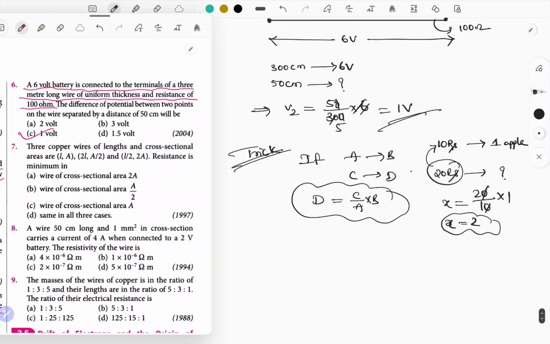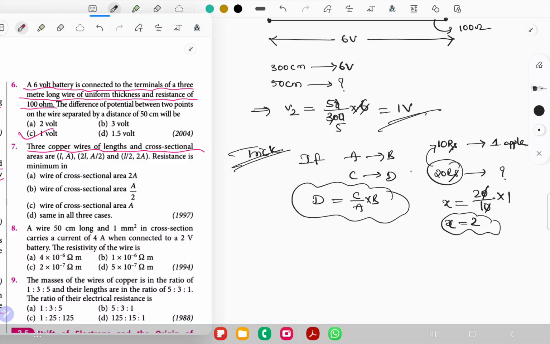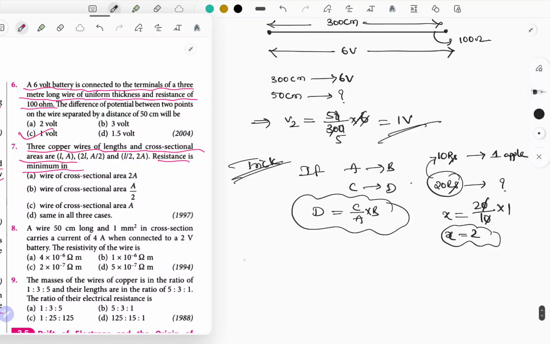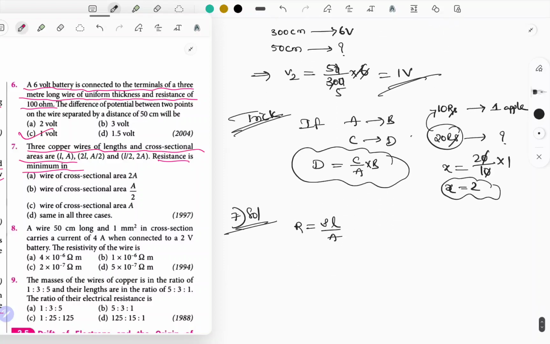So 3 copper wires, 7th question. 3 copper wires of length and cross-sectional area are given. Resistance is minimum in which case? Okay. Formula for resistance, question number 7. Resistance formula, R is equal to rho L by A. So let me check it out. First case is R1 is equal to rho L by A, R2 is equal to rho into 2L by A by 2. So it's going to be 4 times of rho L by A, which is 4 times of R1.